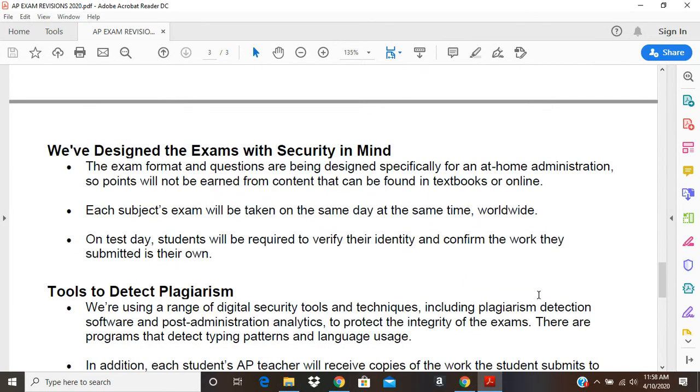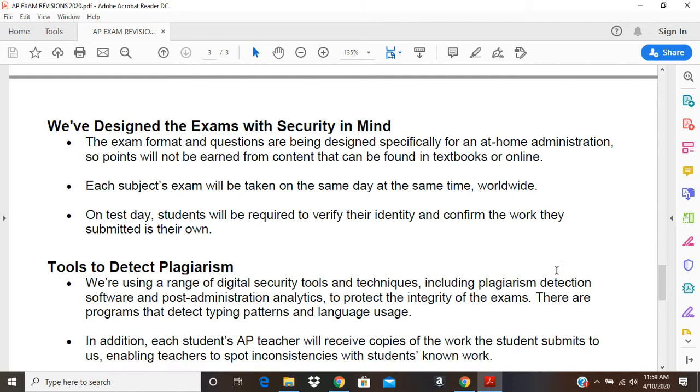As far as exam security, just what I was telling you guys about, the exams are designed to be taken at home. So again, they're not looking for points that you can get from content that you just peel off the internet. You're going to have to identify your identity. You have to confirm that the work is your own. They have lots of tools for plagiarism. Some of them they've told us about, some of them they haven't because they said otherwise, it wouldn't be secure. But they have ways to do that.